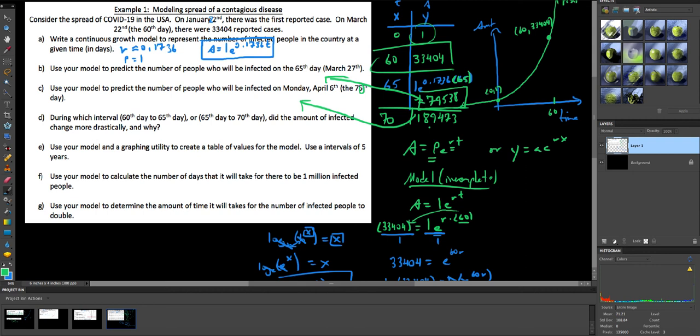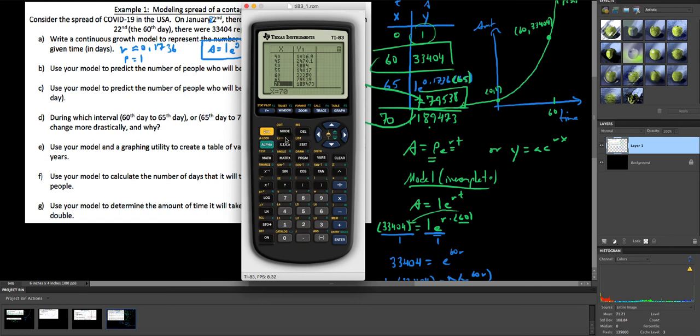So part D asks this question: during which interval, the 60th to the 65th or the 65th to the 70th, did the amount of infected people change more drastically, and why does this happen? So from the 60th to the 65th here, get our calculator out. Quit. Clear. On the 65th, we had 79,538 minus, on the 60th day, we had 33,404. So in that 5-day interval, it changed by this many thousands of people, 46.1 thousand.